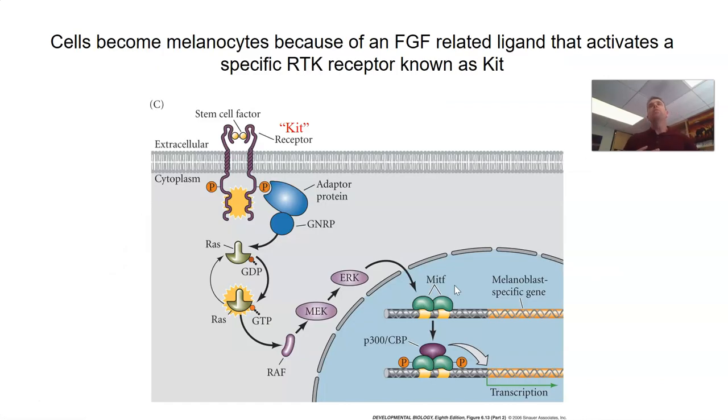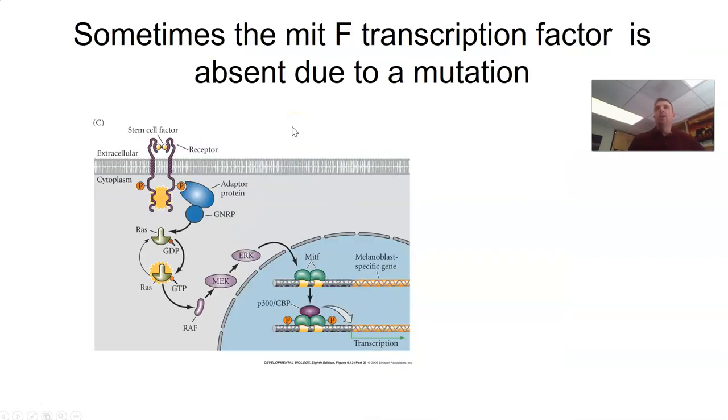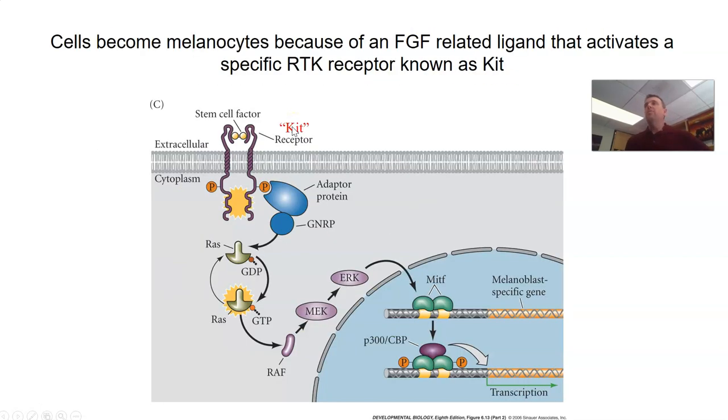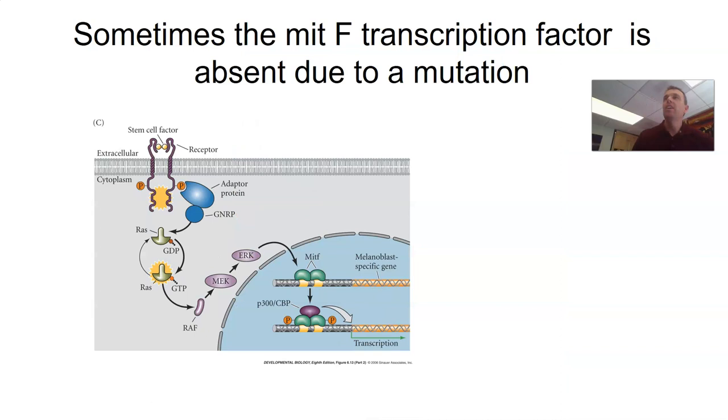Now, what do you think would happen if any of this was mutated? Some of those cells become melanocytes because of signaling that causes differentiation, and that signaling is through an RTK receptor called KIT. And if KIT is mutated and non-functional, what do you think is going to happen? Well, we'll see that in a second.